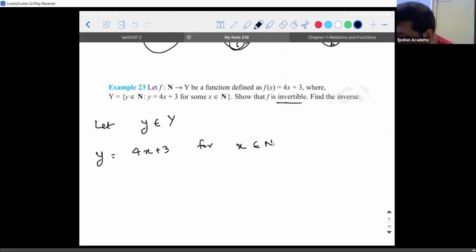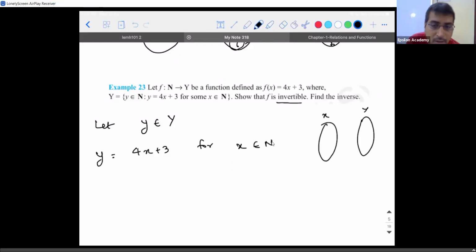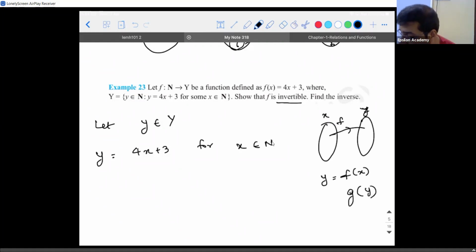Now what we are supposed to do is, inverse is like this. See, if I call this set as x and this set as y, and I write a function f, output element is equal to a function of input element. That is, y is equal to f of x. Then how will g be? g will be a function in terms of y such that x is equal to g of f of x. X will be equal to g of y.